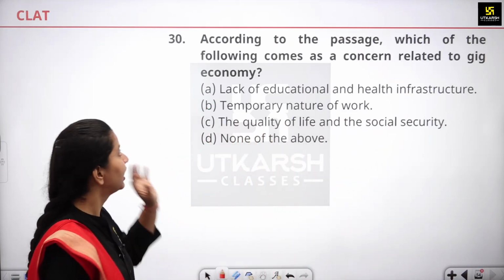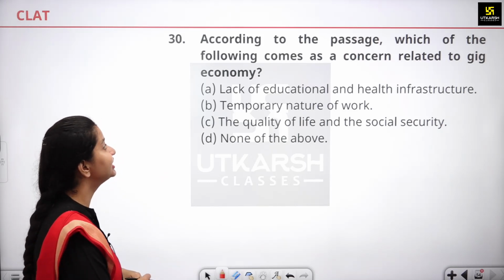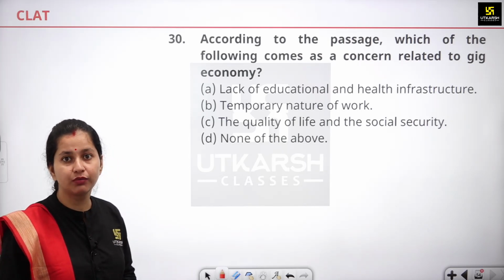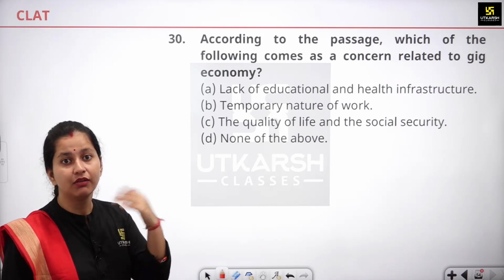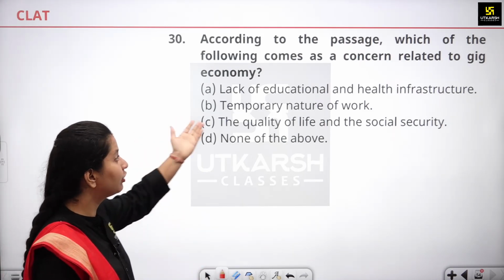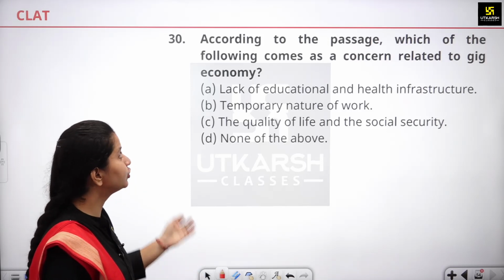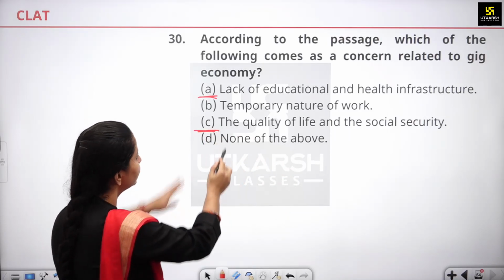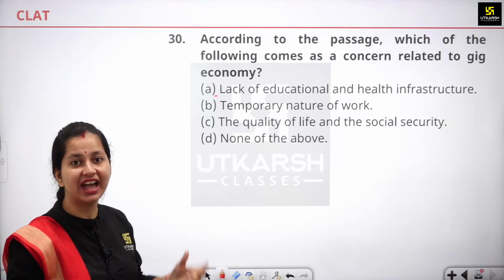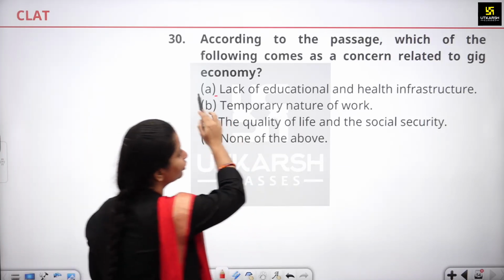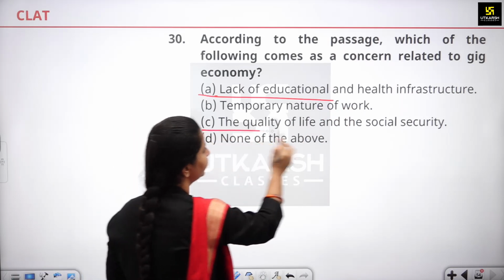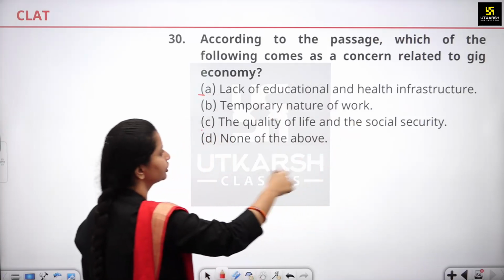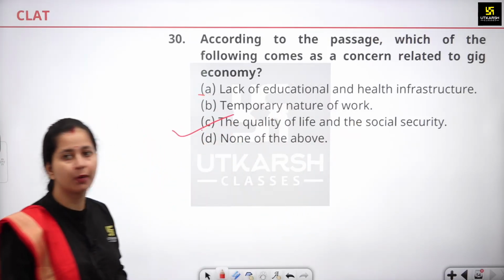Last question of the day. According to the passage, which of the following comes as a concern related to gig economy? क्या concern है gig economy से related? Temporary nature of work वो एक concern नहीं, वो तो एक benefit है वुमेन्स के लिए और पार्ट टाइम वर्कर्स के लिए. Lack of education और health infrastructure, ये एक concern है. The quality of life and the social security, this is also a concern. But option C is encompassing the lack of education and health infrastructure also in the quality of life. क्वालिटी ऑफ लाइफ की बात करें तो इसी के अंदर आ जाएगा lack of educational and health infrastructure. So we can say the correct answer to this question is option C.